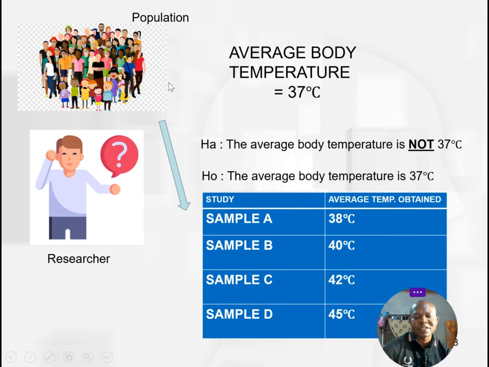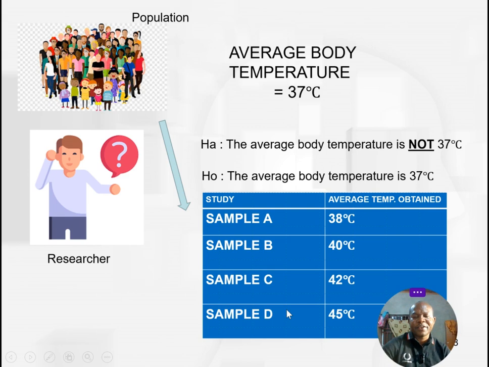So what is expected is that the researcher will normally take a sample from that population, and then he will take the average body temperature of them. If you look at the slide, you have sample A. He took the first sample. Let's say he got 38 degrees Celsius, and he took another sample, he got 40 degrees Celsius, and he took another sample, he got 42 degrees Celsius, and he took sample D, he got 45 degrees Celsius.